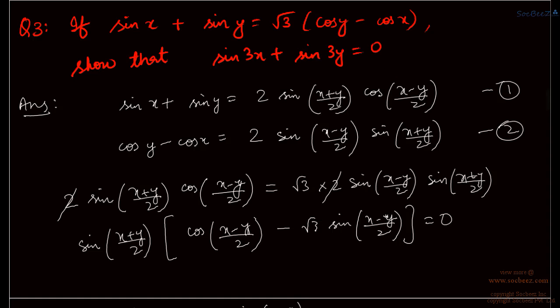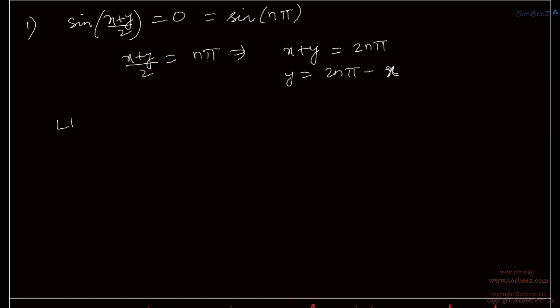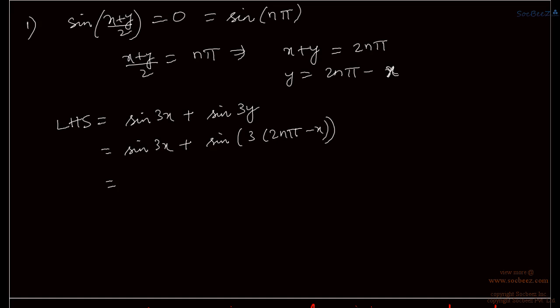Now we're supposed to show that sin of 3x plus sin 3y is equal to 0. So let's start with the LHS. The LHS is sin 3x plus sin 3y. So it is sin 3x, but in y we have y is nothing but 2n pi minus x. Now what is the inside? The inside is nothing but 6n pi minus 3x. Now 6n pi is again a multiple of 2 pi, so we can actually write that as 2k pi. So that part actually gets removed. So this is nothing but sin of minus 3x. So this is sin 3x plus sin of minus 3x.